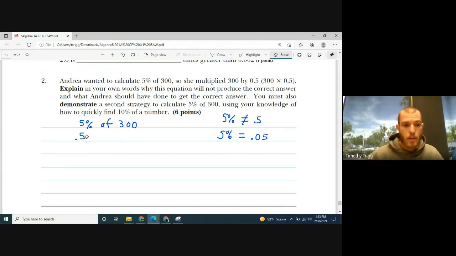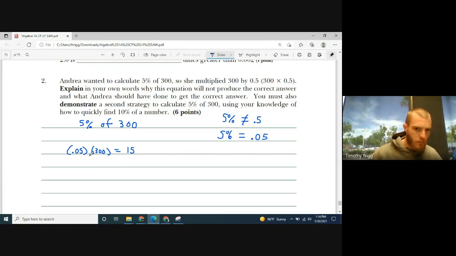Okay, so what we would want to say, and I'm not going to write this, but you need to write something like this in explanation: Andrea moved the decimal just one place when she should have moved the decimal 2 places. Okay. Now, if she were to correctly do it with 2 places, that would be 0.05 times 300. So this should correctly give you 5%. All right. Now, if you multiply that, that gives you 15. So this is the correct way to find 5% of 300.